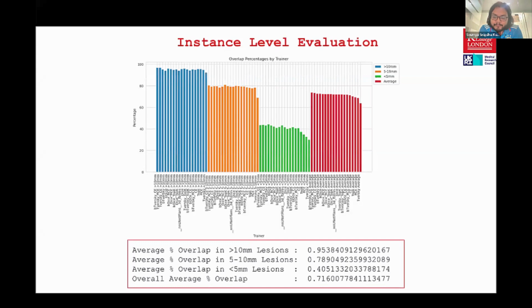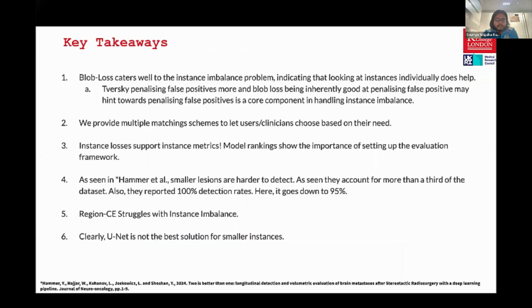So yeah, I think the main motive of this work was just first letting the community know that there's a very big problem when you're trying to consider the smaller lesions. And it's nice to see that when you're framing your metrics and your framework to be instance-based, they definitely get higher scores than mismatching the frameworks. Then instance loss and evaluation metrics is what I just discussed. We perform multiple matching schemes, so you get a different perspective based on how you want to match your instances.